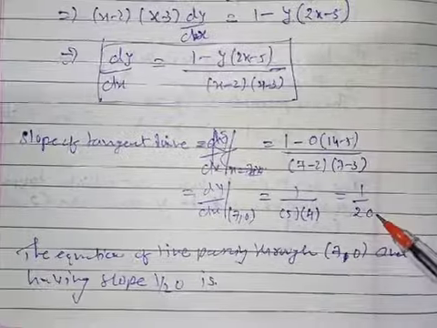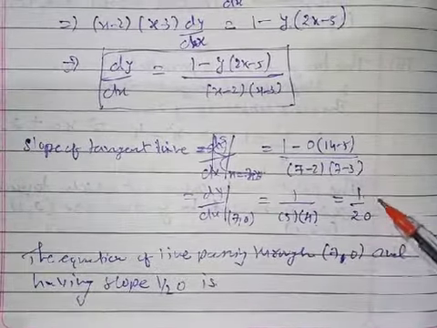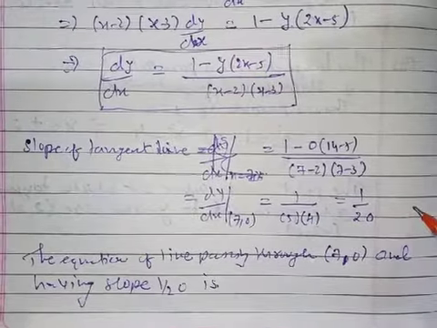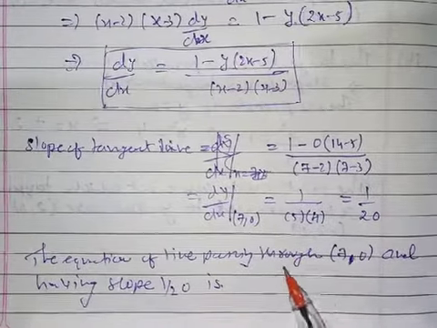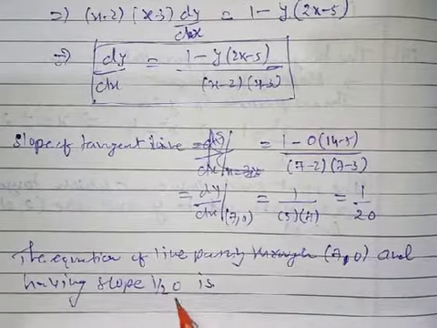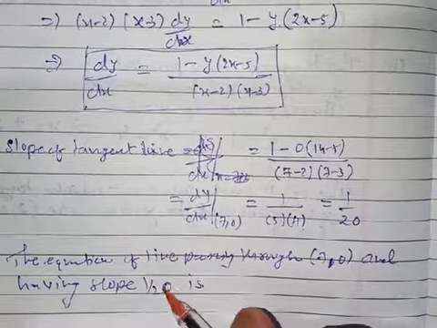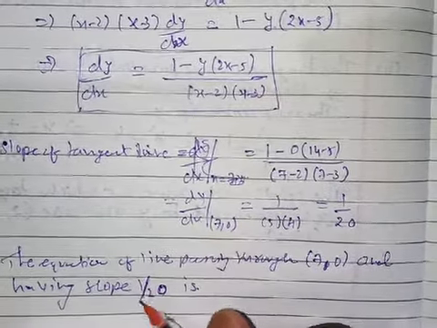So we got m, the slope of the tangent line. The slope we got and the point we already got. So the equation of the line passing through the point 7, 0 and having a slope 1 by 20 is... 1 by 20. It is not 1 by 2, it is 1 by 20.